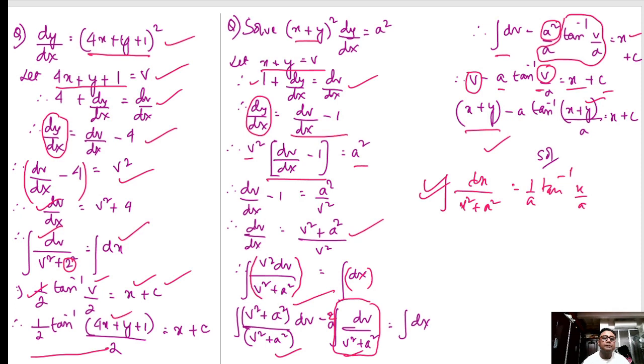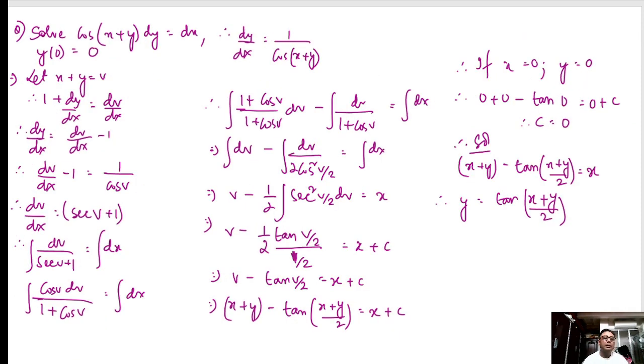So let us now see the next sum. The next sum says cos of x plus y times dy is equal to dx. So again see, we are not able to separate the x and y. So let's take x plus y equal to v. In the same way, differentiation of x is 1, y is dy by dx, v is dv by dx. Separate the dy by dx and replace it. So this is dy by dx.